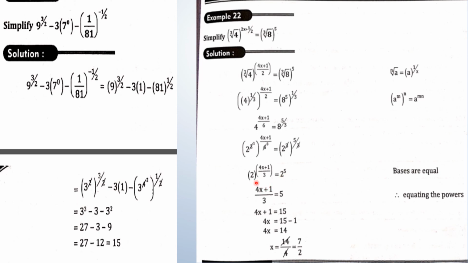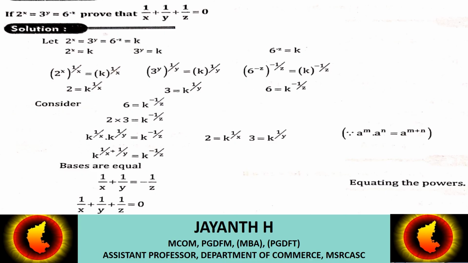As the bases are equal, that is 2 and 2 are equal, so (4x plus 1) divided by 3 is equal to 5. Only these powers have been taken into consideration. 4x plus 1 is equal to 3 into 5, which is 15. 4x is equal to 15 minus 1, that is 14. x is equal to 14 by 4. So you will get the answer as x is equal to 7 by 2.